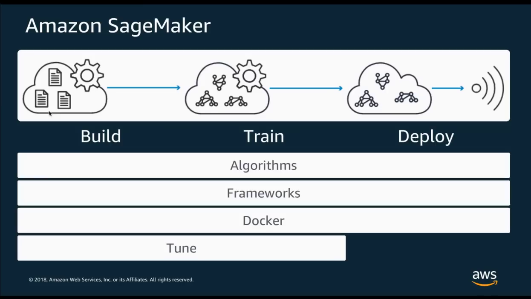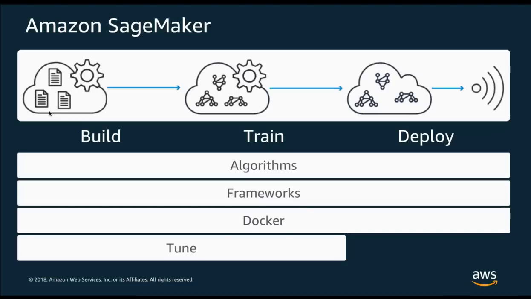So when we think about Amazon SageMaker, we like to think of it as three independent components that are tightly coupled. So you can use these three components together, which is how we think the service works best, or you can use each one independently and pick and choose a combination of one, two, or all three of the components to use together. And those components are build, train, and deploy.